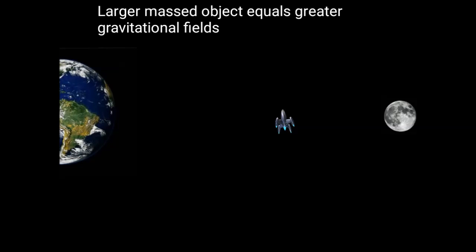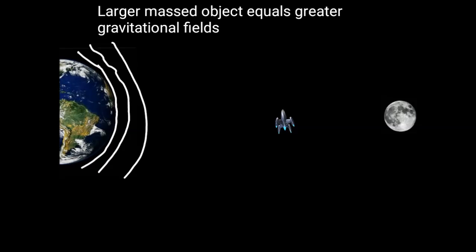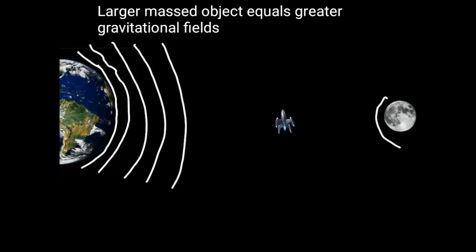So larger massed objects are going to have greater gravitational fields. Well, the Earth, of course, is bigger than the Moon. So here's the gravitational field of the Earth, and it just gets farther and farther away from itself each time. Well, the Moon, of course, is much smaller, so its gravitational field is going to be a lot weaker.